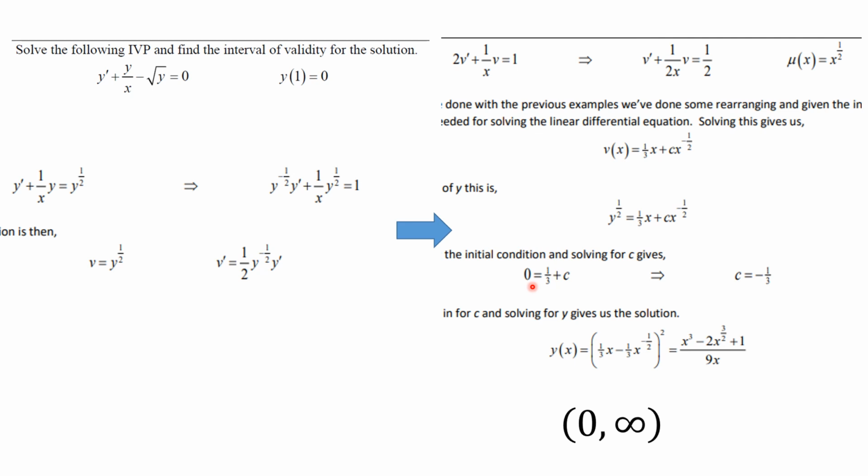And then we use the initial condition. We could do that first, I suppose. We get c is minus 1/3. And then when we solve that, we get this. And we have to stay away from 0. We look at the two possible intervals of validity. And we choose this one because that's where 1 belongs.